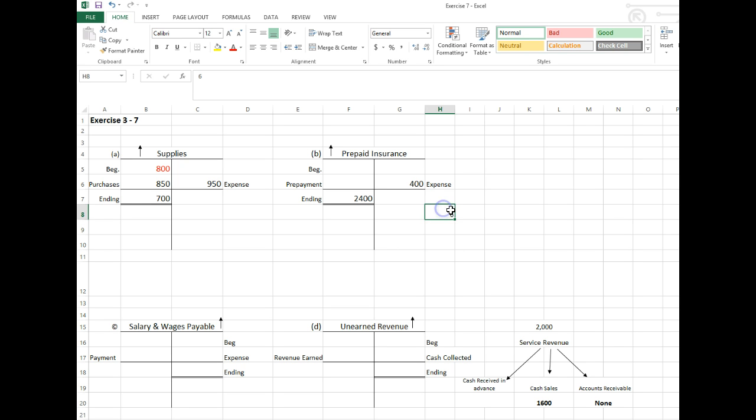So the total months at the end would be 6 months, wouldn't it? So this $2,400 actually represents 6 months of insurance. So apparently, somewhere along the line, we probably had a beginning balance of 2,800, right? All right, so there again, they're asking for how many months, and we could solve for that to be 6 months. All right, let's move on to C.